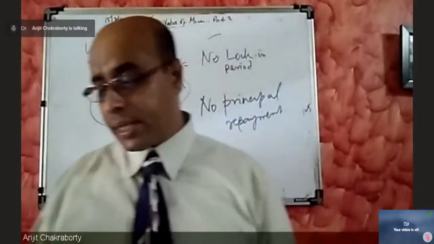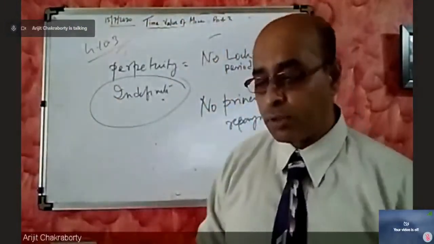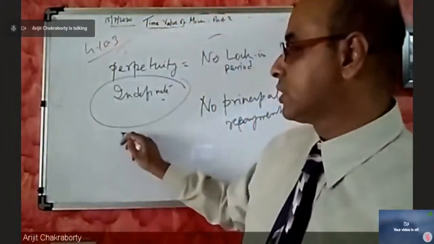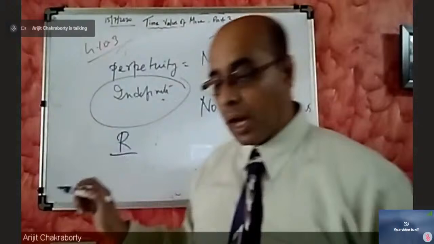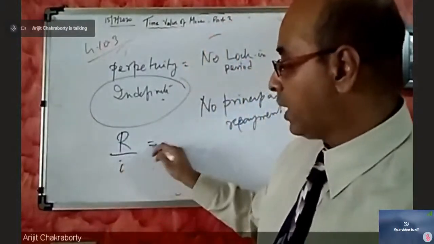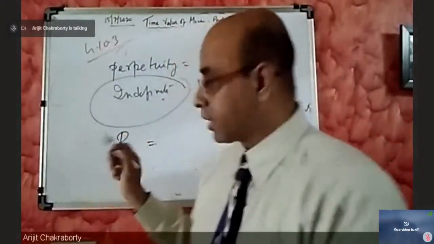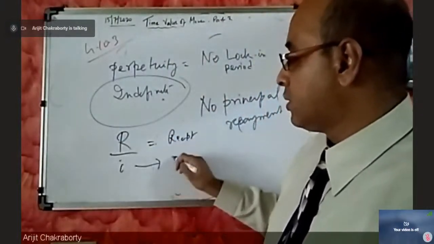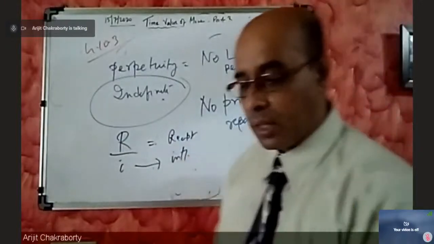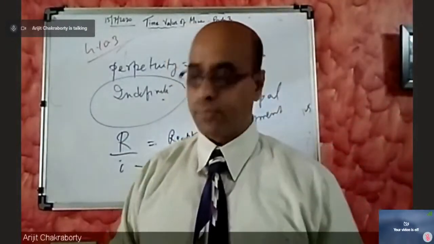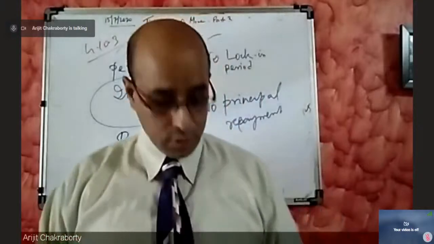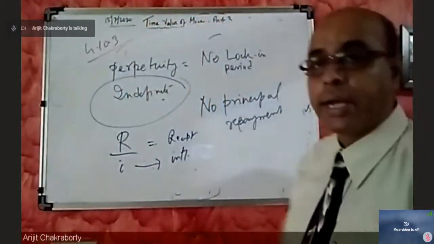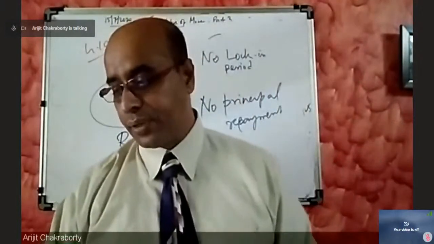So in this case, please remember one small formula. The price of perpetuity is basically R by I, where R is the payment or the receipt which you are getting, and I is the interest rate per payment or receipt. Please note here, the principal will never be repaid. It is an indefinite life.